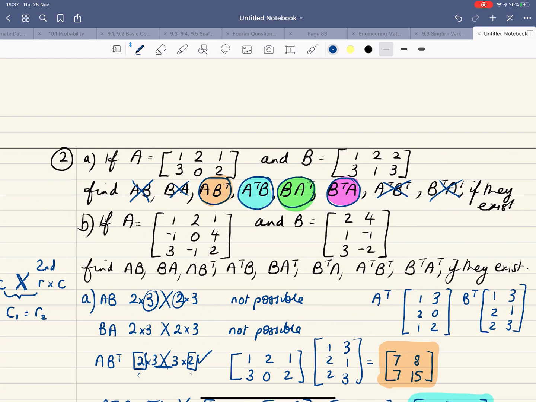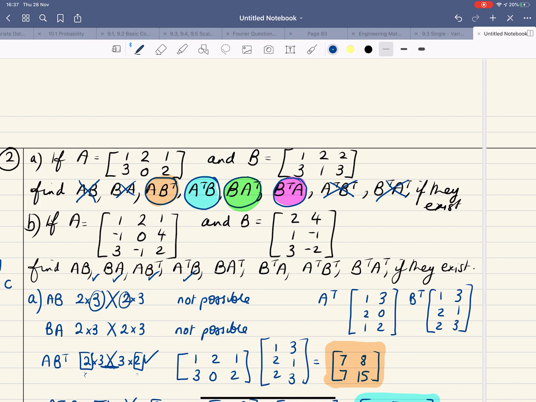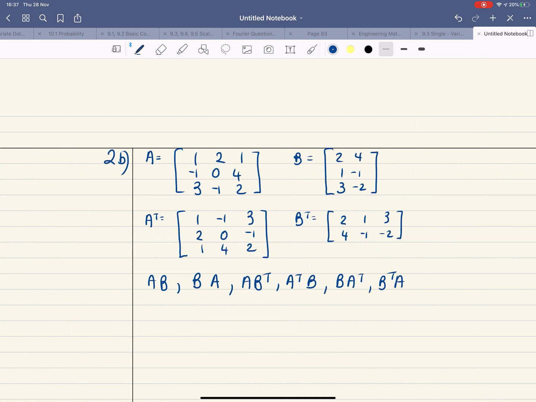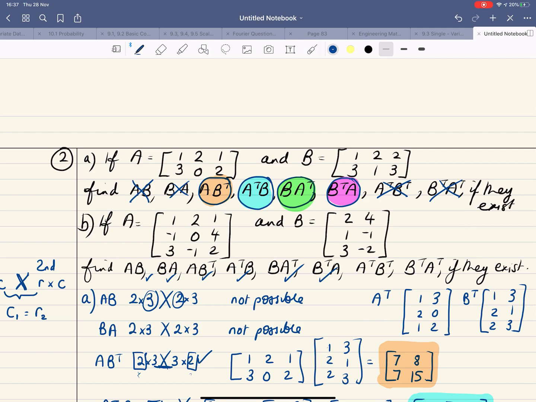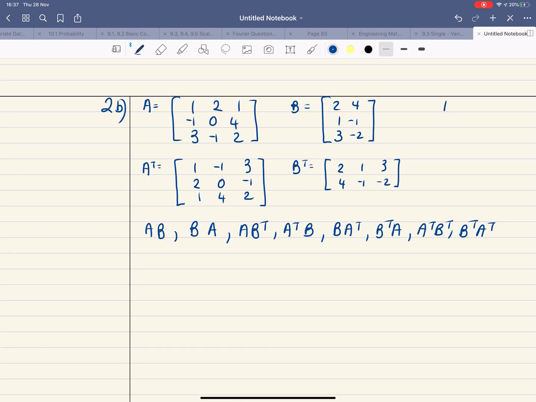So we've got this, copy that, copy that. BA transpose, B transpose A. A transpose B transpose, B transpose A transpose. Okay. Right, so let's write down what they are. A is a 3 by 3. B is 3 rows, 2 columns. A transpose is a 3 by 3. And B transpose is 2 rows, 3 columns.